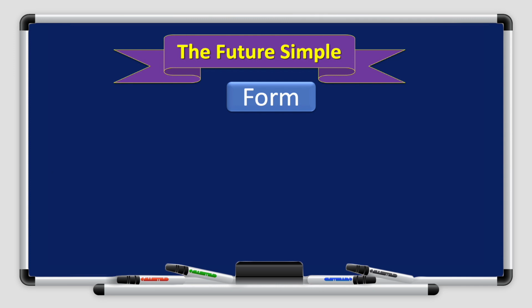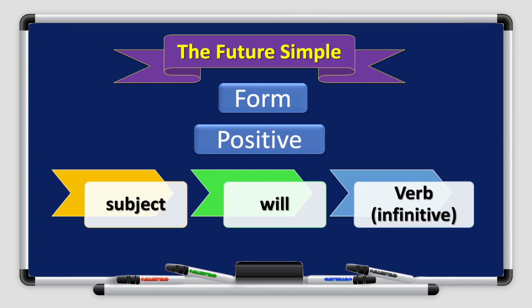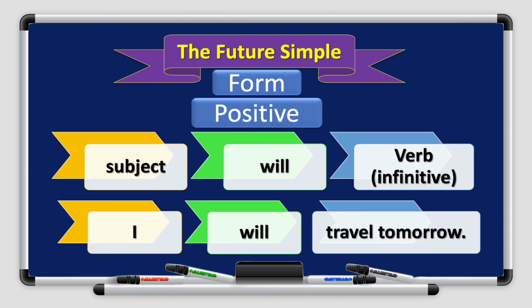How do we form the future simple? Let's look at the formation. You start with the subject, followed by will, and then the infinitive form of the verb. For example, I will travel tomorrow.